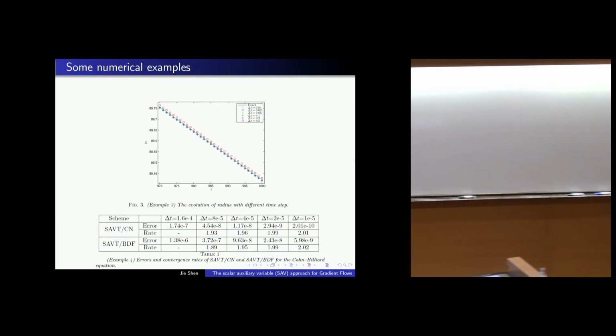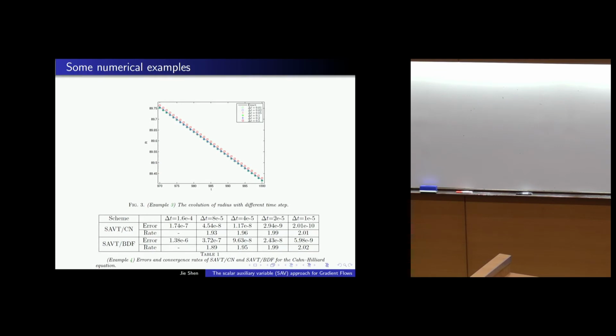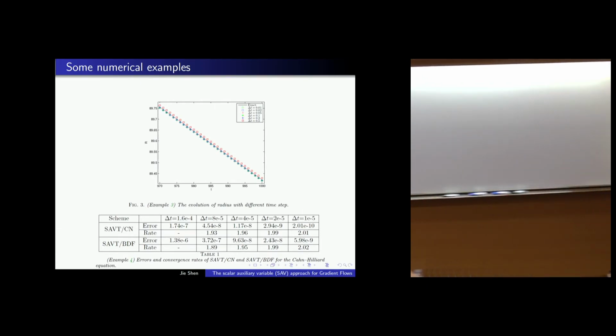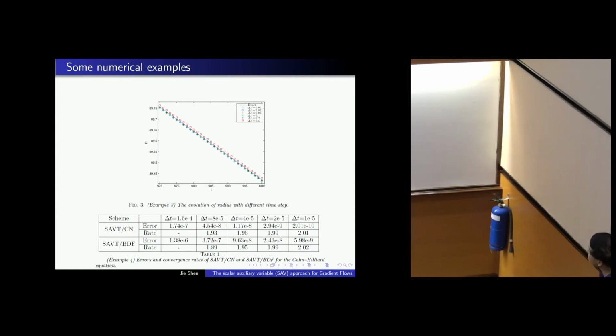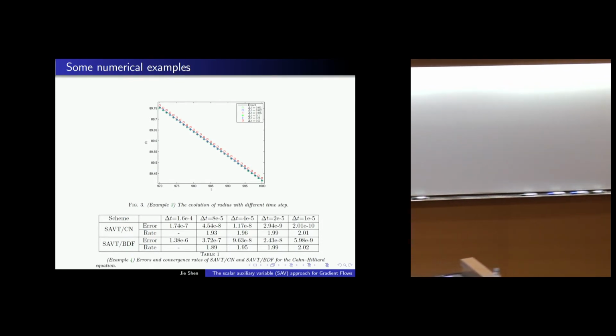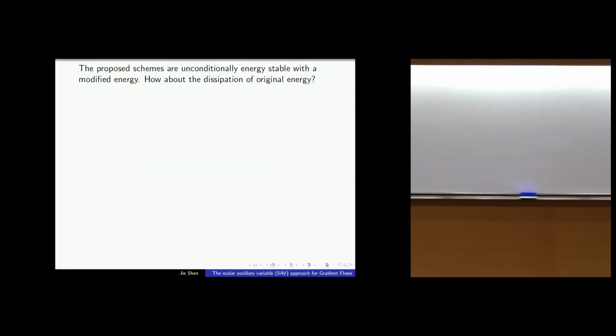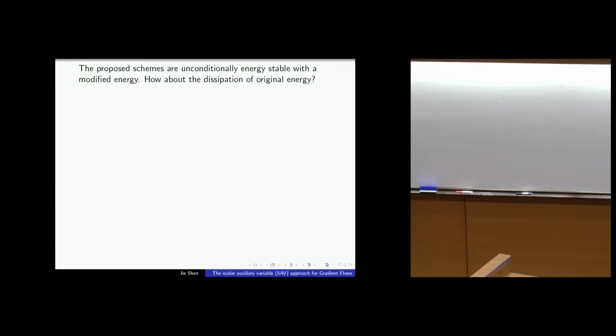This is just an example for the Allen-Cahn equation, a ball which shrinks with time, and we know the velocity of shrinking, and you get perfect second order accuracy with a very reasonable time step. With a time step of 0.1, you can hardly distinguish it from the exact solution. It is unconditionally stable, and the key is that it is unconditionally stable with a modified energy, right?